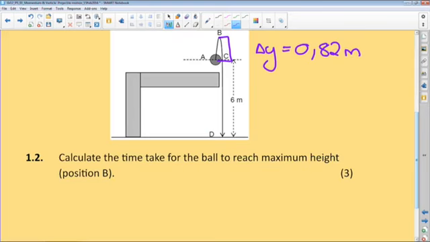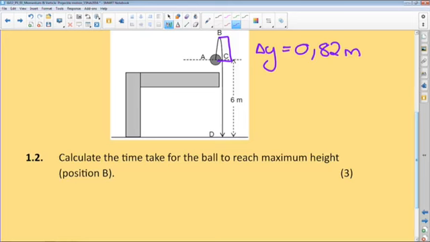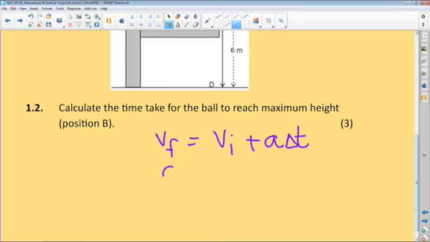I want to try and avoid using delta y because what if I got it wrong? What if we didn't get it right? And plus there's an easier equation, because look here. Vf equals Vi plus a delta t. Now watch what I'm going to do here. Vf was 0 to get to part B. Vi is 4. What mustn't I forget? This is minus 9,8 delta t.